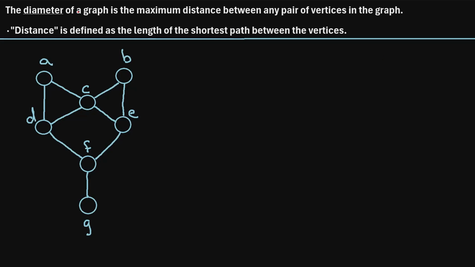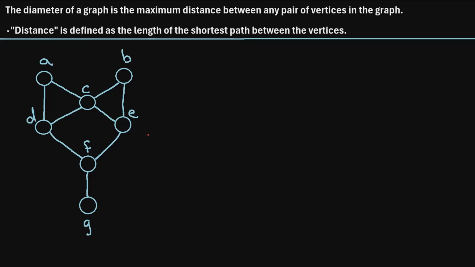In graph theory, we say that the diameter of a graph is the maximum distance between any pair of vertices in the graph, where distance is defined as the length of the shortest path between the vertices. So I have this graph down here. Let's take a look at how to find the diameter of the graph.